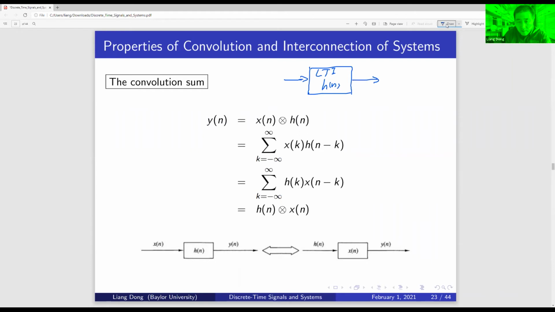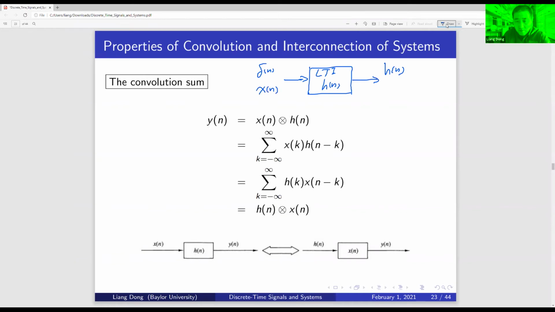Hn, from the original definition, is what I get if I have delta n as my input. This is the impulse response. Therefore, what I have here, by definition, should give me hn. That's the impulse response.